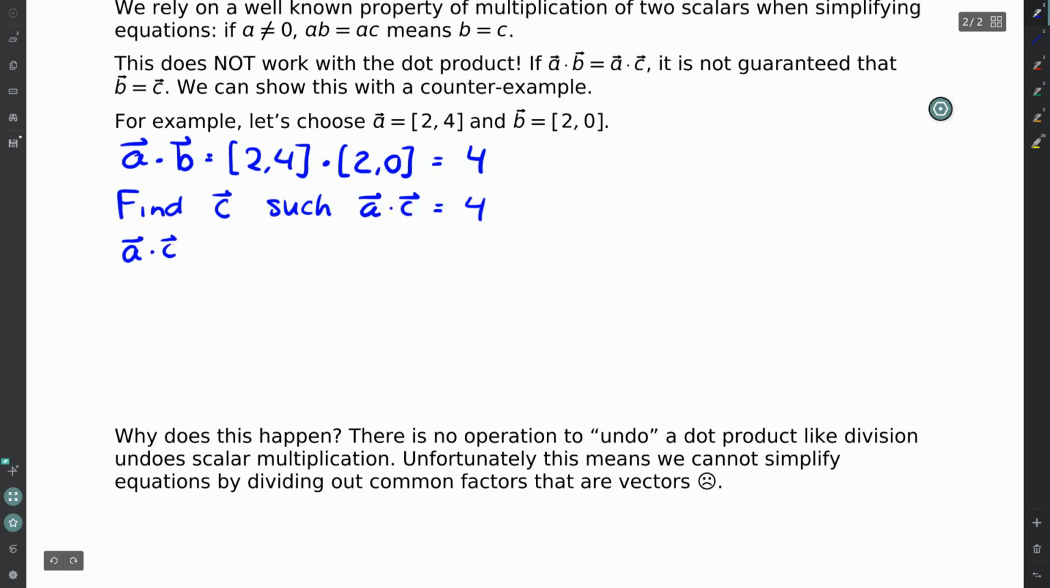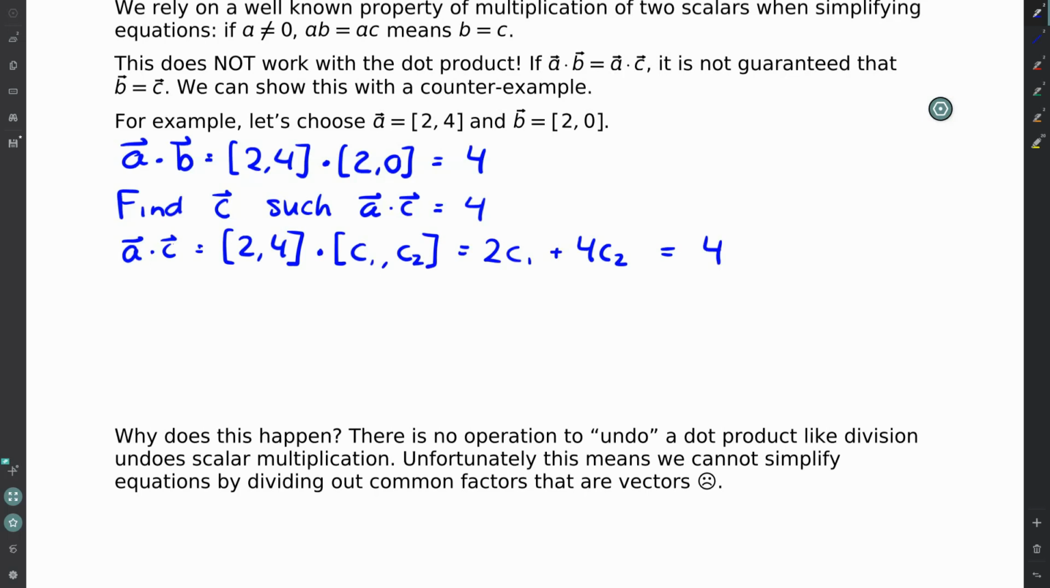So a dot c is equal to (2, 4) dotted with the components of vector c, which we don't know. Carry out that expansion: 2 times C1 plus 4 times C2. That's got to equal 4. Now here we have an equation with two variables, C1 and C2, but it's just one equation. This equation has an infinite number of solutions.